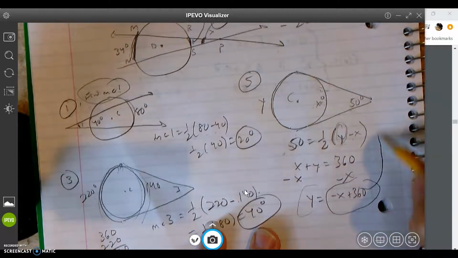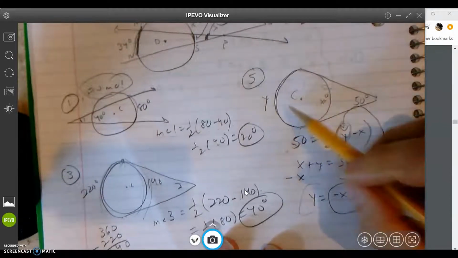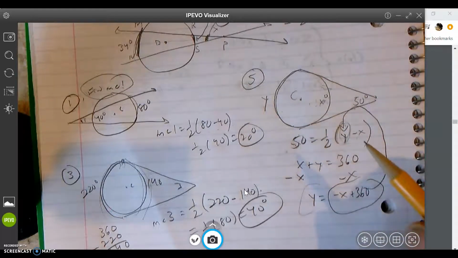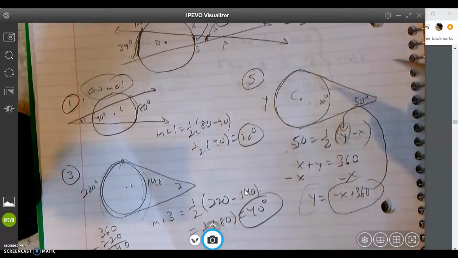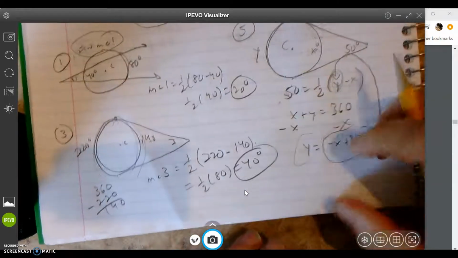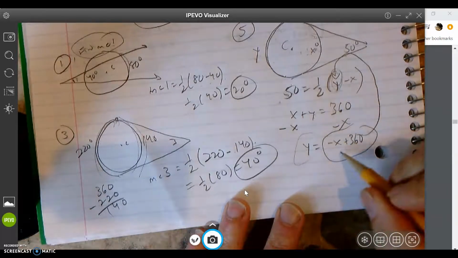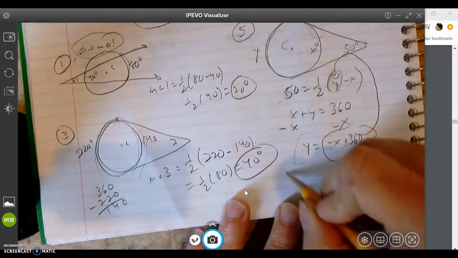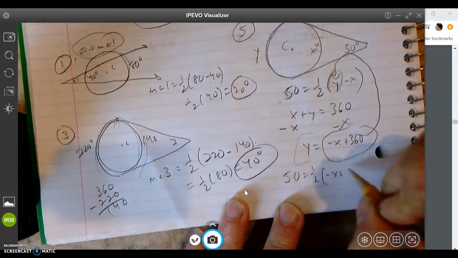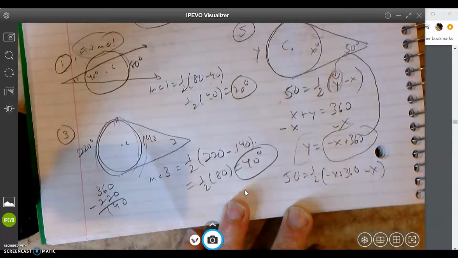Now this is y, so I'm going to substitute it in here. There are many ways to do this. You might be able to see the relationship, or know two numbers that are 100 apart that add up to 360, and that's great, but I'm doing it algebraically so you can always get it right. Algebra always gets it right. So now this is going to be 50 equals 1/2 times negative x plus 360, minus x.